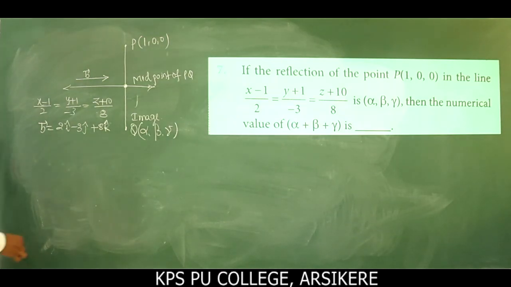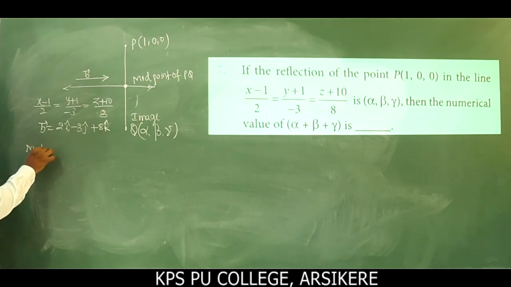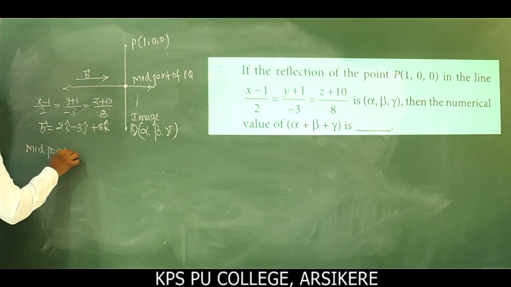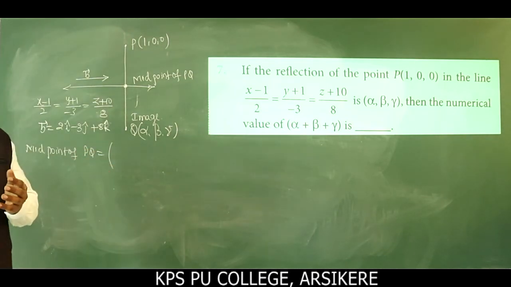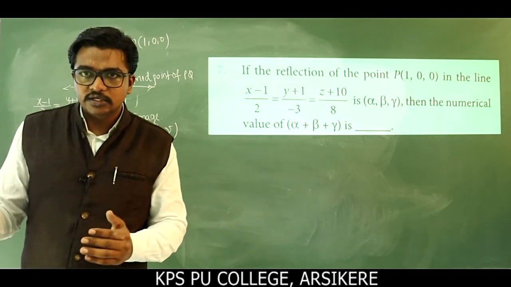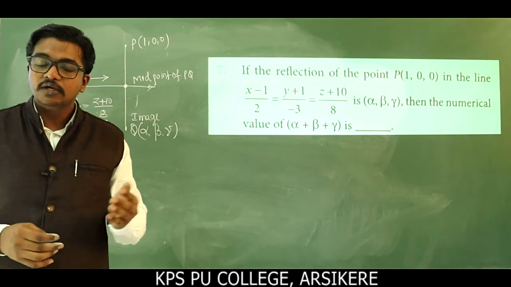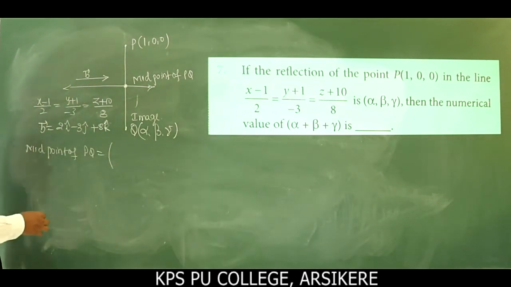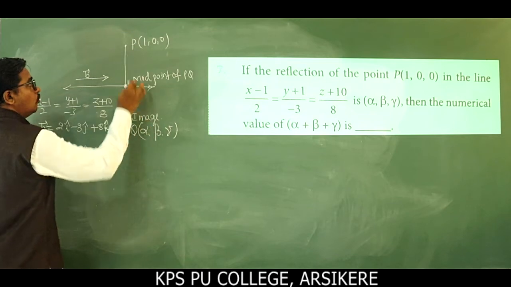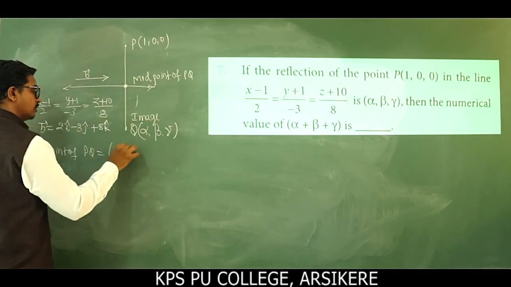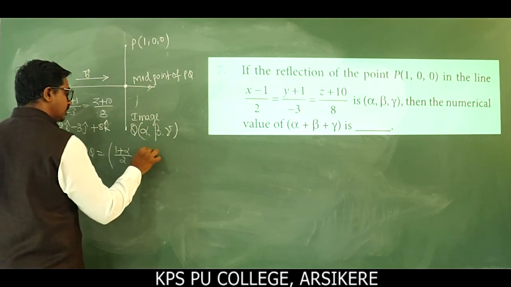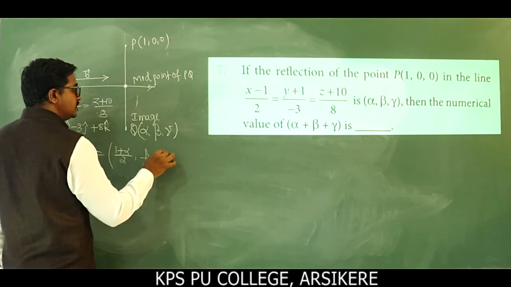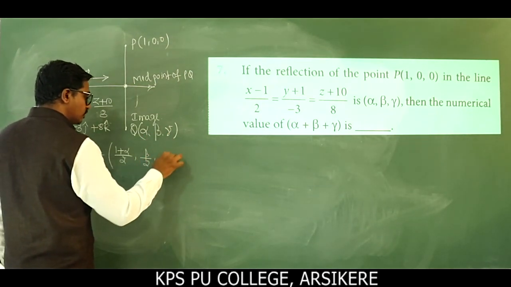Now, find the midpoint of PQ. Just remember, for the two points (x1, y1, z1) and (x2, y2, z2), the midpoint becomes x1 plus x2 divided by 2, and so on. So here it is 1 plus alpha divided by 2, the second one 0 plus beta divided by 2, that is beta by 2, and the next one 0 plus gamma divided by 2, gamma by 2.